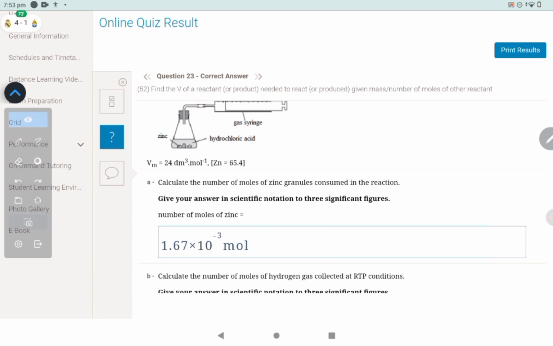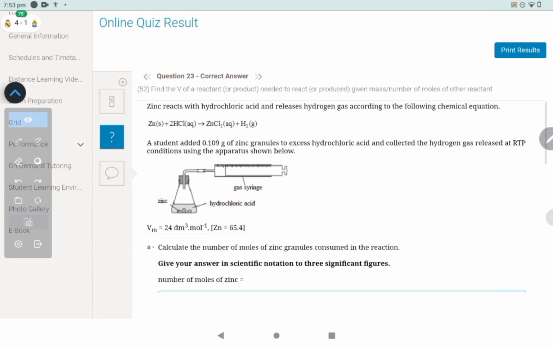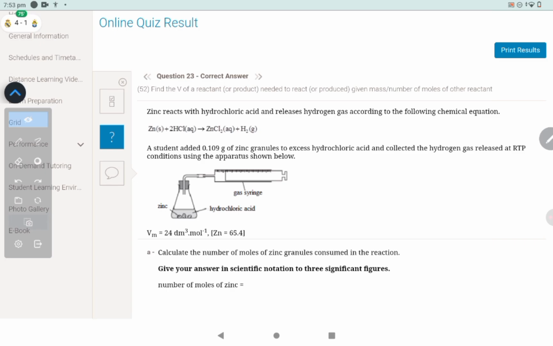Okay, the number of moles of zinc granules consumed in the reaction. We want the moles. We have 0.109 gram of zinc granule, that's the given mass. Now we need to find the moles. Zinc is 65.4, that's the molar mass. So we can do 0.109 over 65.4.